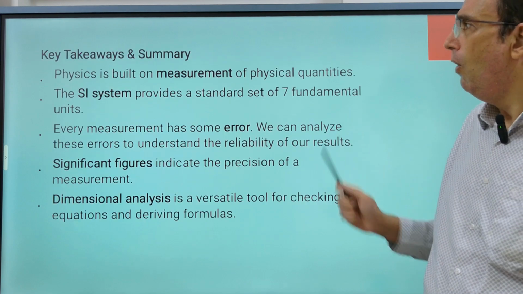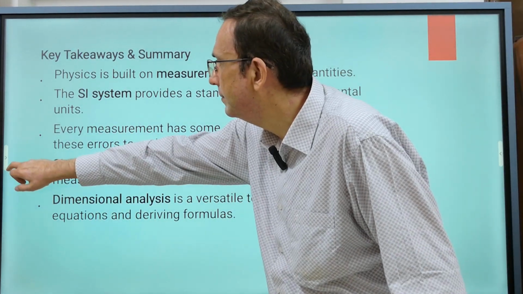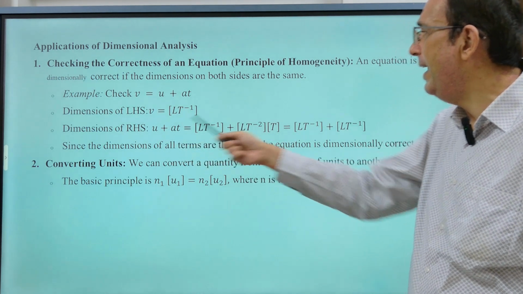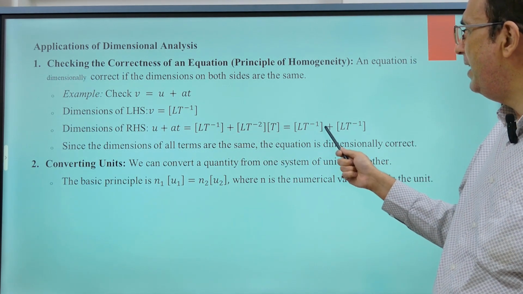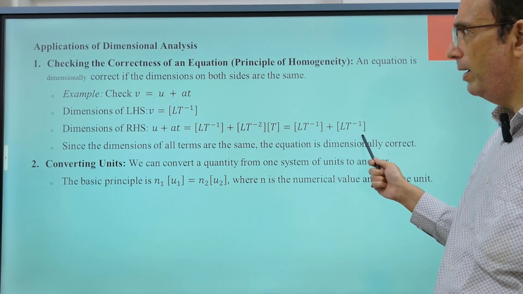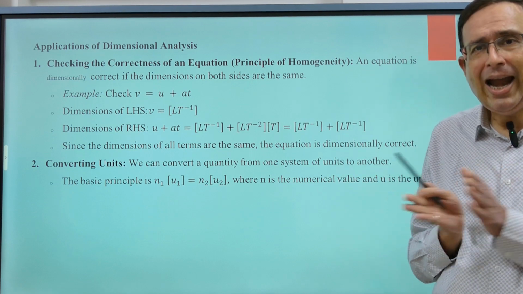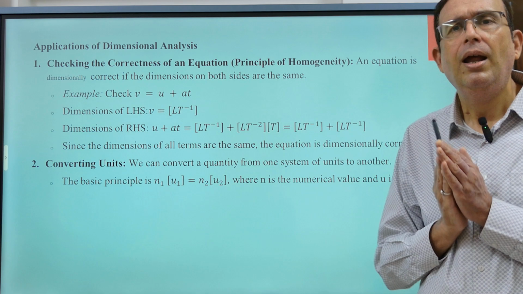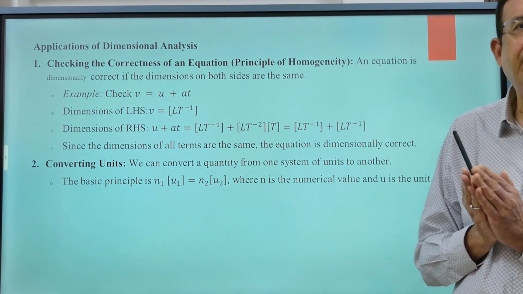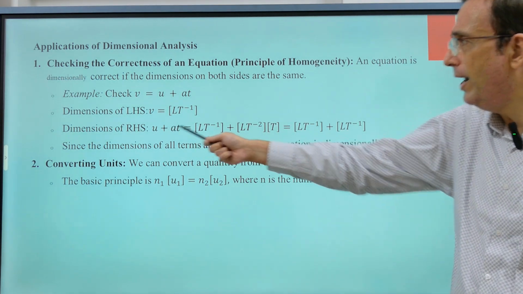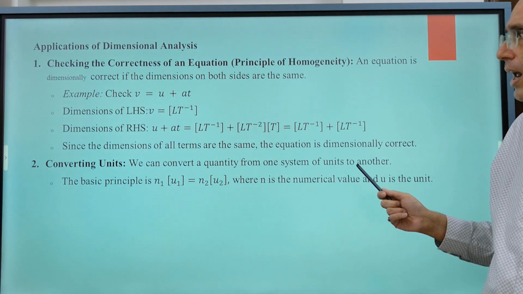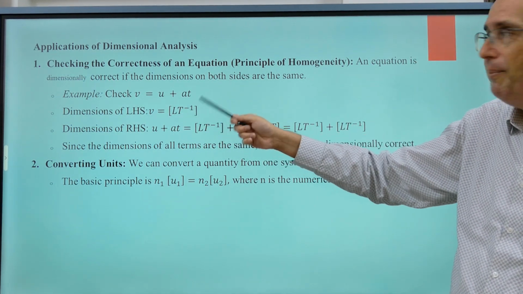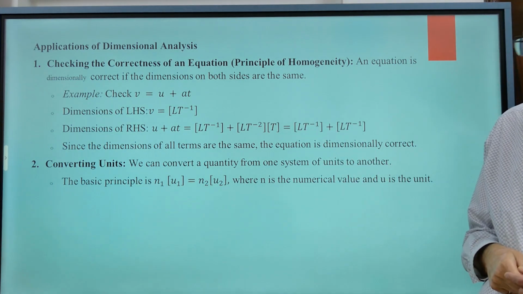So basically in the RHS, again, the dimension is L T^-1 plus L T^-1. So you can actually add two physical quantities which have the same dimensions. You cannot add two physical quantities with different dimensions. So here again, u and at have the same physical dimension, and the LHS also has the same physical dimension. So this equation is correct.